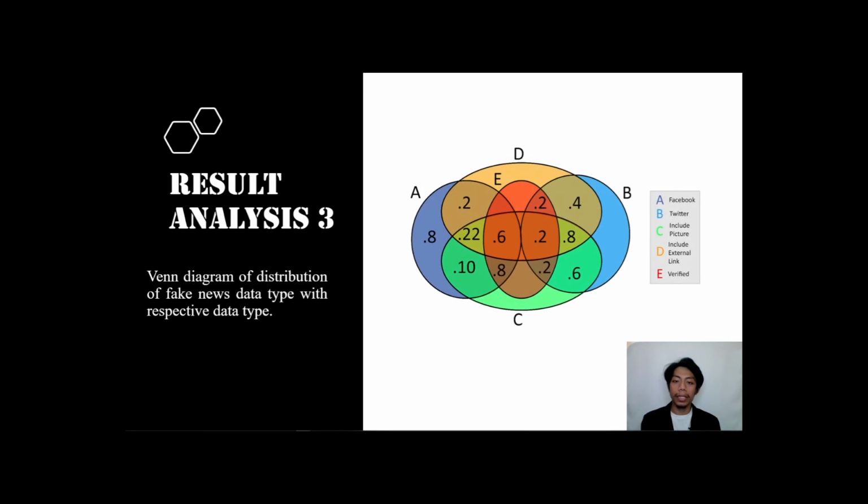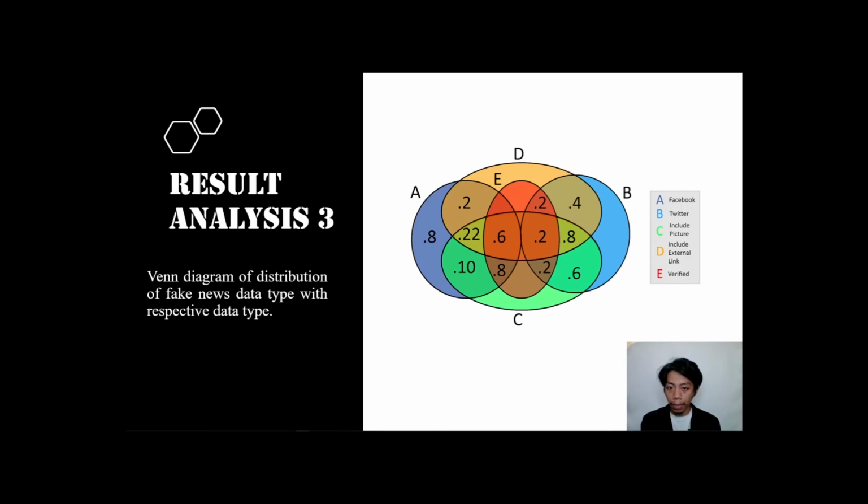Okay, next is Venn diagram. This Venn diagram is the fake news distribution of the data and within their respective attributes. Each circle represents an additional attribute, like this A is from Facebook, B is from Twitter, C, the news either included a picture or not, D is the same but for an external link, and E is whether it came from a verified account or not.